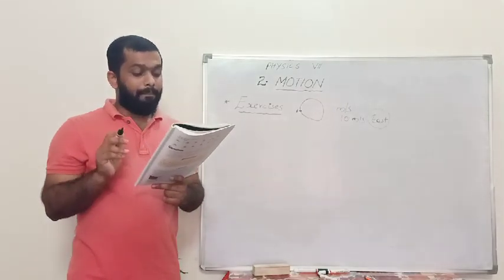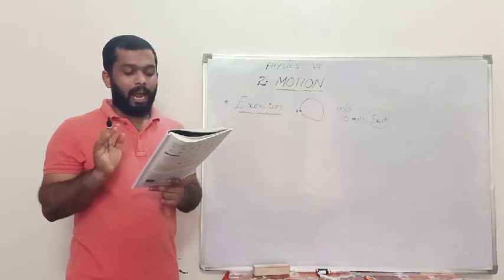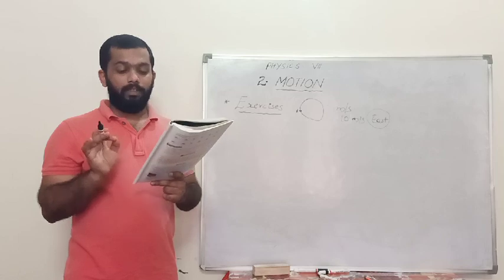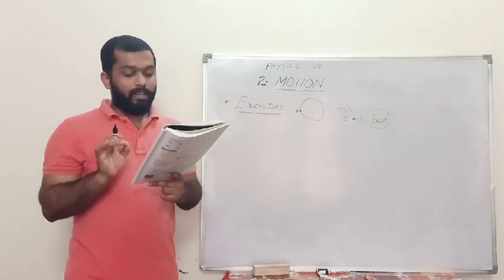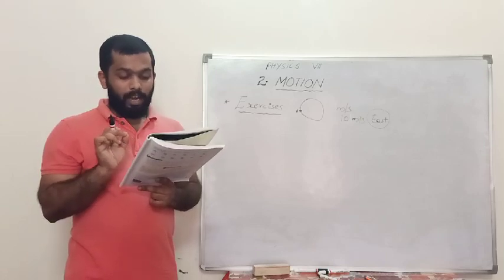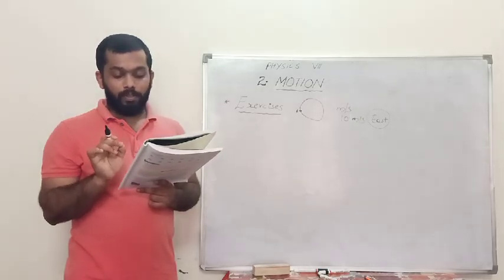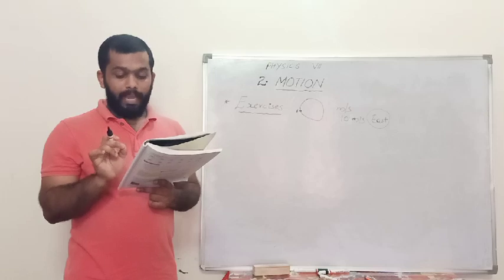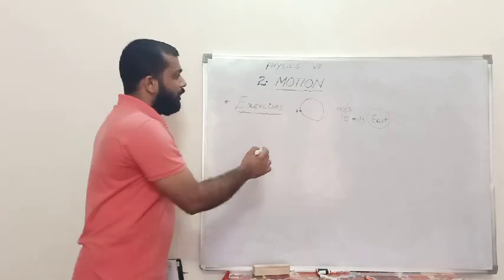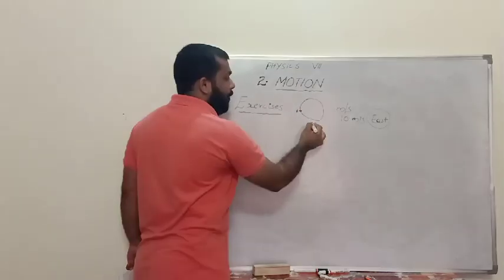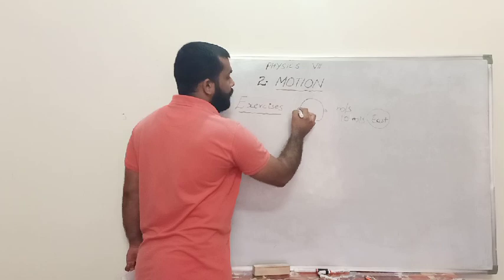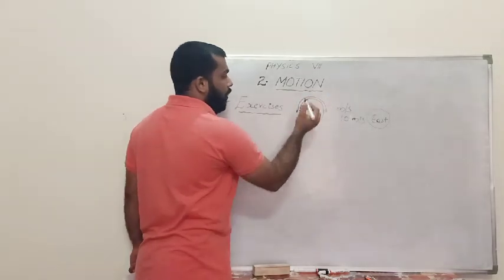First one, a man runs around exactly half of the circumference of a circular park of diameter 40 meter. What is the displacement of the man? Here you see, suppose this is a circular park. He is going to run from A to B. That means half of the circumference he is going to run.